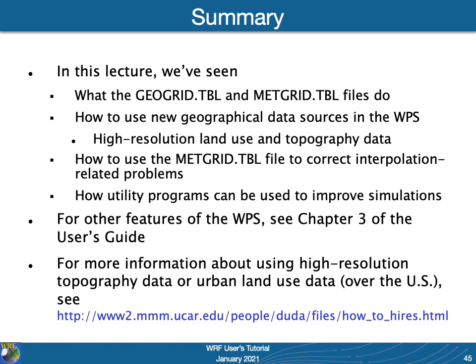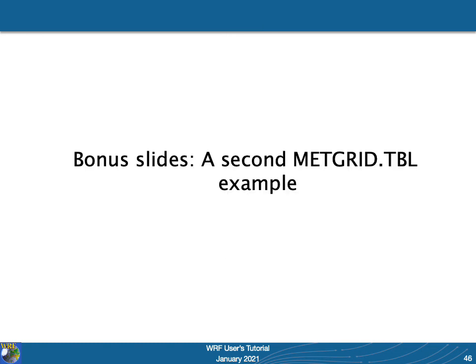For more information on some of the utility programs that are provided with the WPS, the next best resource to check would be Chapter 3 of the ARW User's Guide. There is also a web page that's probably out of date, but it may provide you some steps and pointers on how to introduce your own high-resolution topography and land use data, and that URL is given at the bottom of this slide. This concludes the main material of this lecture. In the remaining slides, without narration, we have another example of how you can use the metgrid table to selectively choose interpolation options depending on the source of meteorological fields.